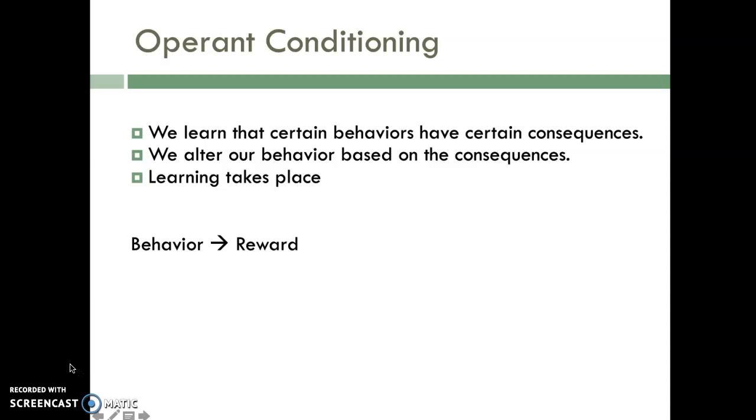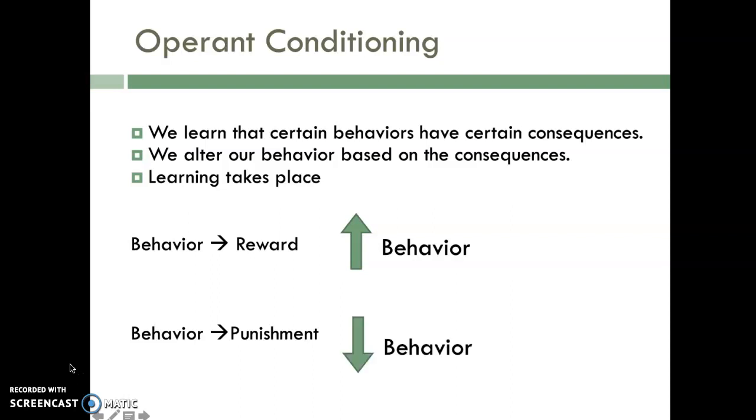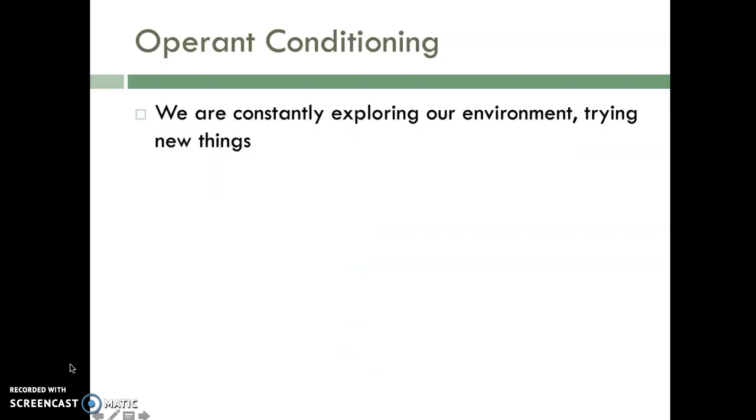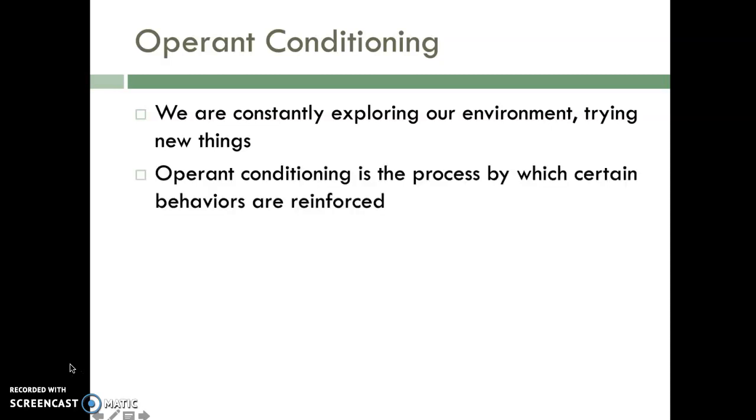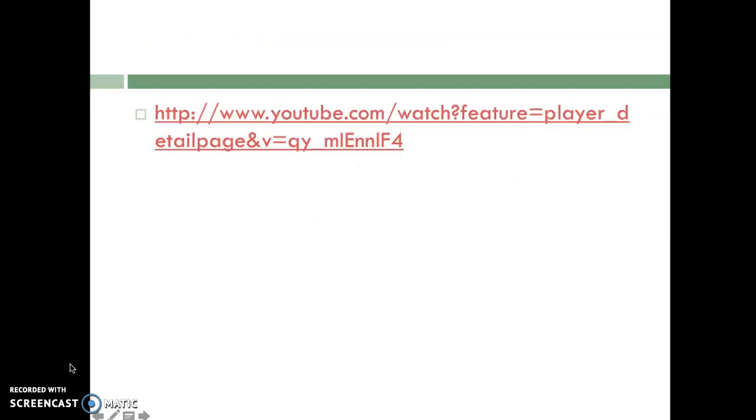If we behave in some way and that behavior is rewarded, that behavior will increase. And if we behave in some way and then receive some sort of punishment, that behavior will decrease. In this way, our behavior is really shaped by the environment. It's shaped by the consequences that we experience. We're constantly exploring our environment and trying new things. Operant conditioning is the process by which certain behaviors are reinforced, and behavior is molded by the environment.